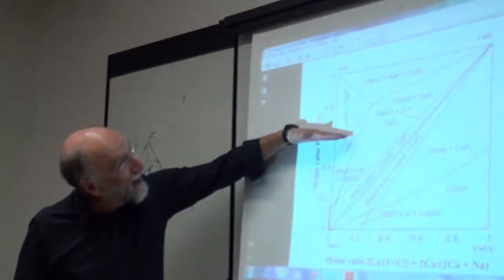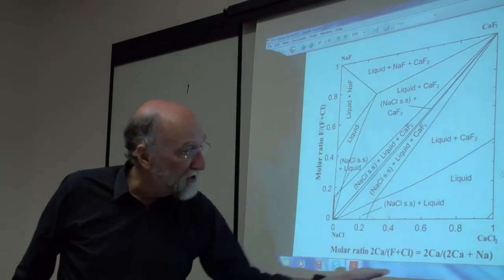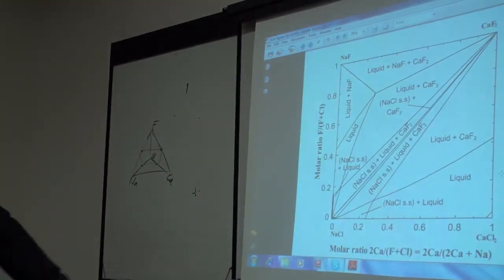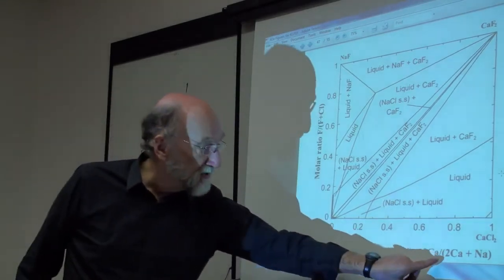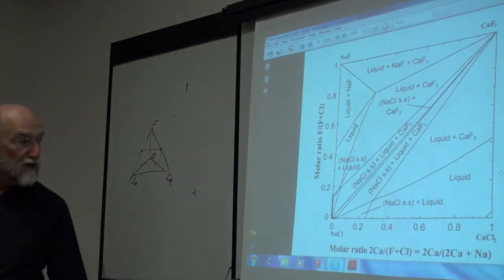Now, what I plotted here is the molar ratio of fluorine over fluorine plus chlorine. So the vertical axis is the anion ratio. Along horizontal lines, you're starting here with chlorine and no fluorine, and then you're changing the fluorine-chlorine ratio. Along here, we're changing the calcium-sodium ratio. But rather than plotting it as fluorine over fluorine plus chlorine, here I plotted 2 calcium over 2 calcium plus sodium. This is called the equivalent fraction.